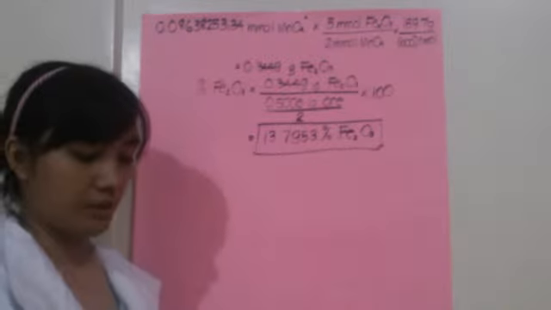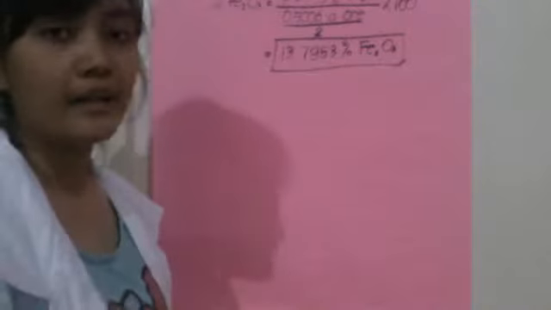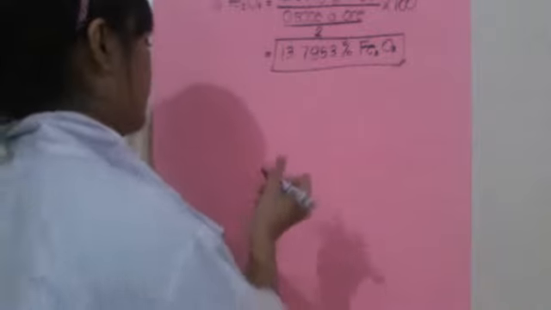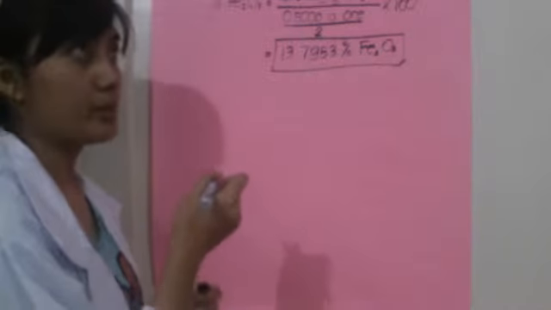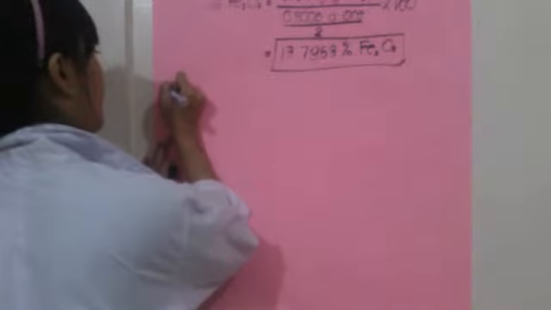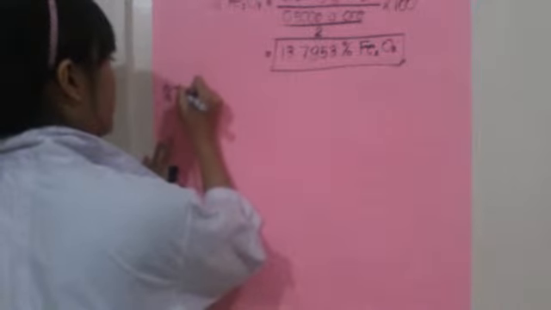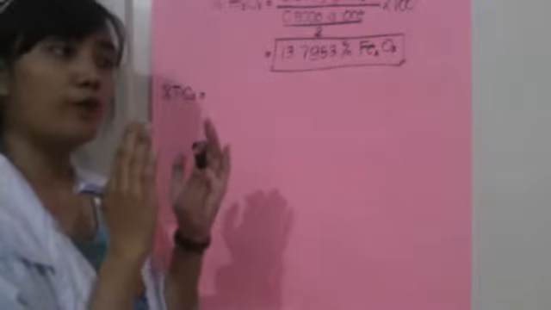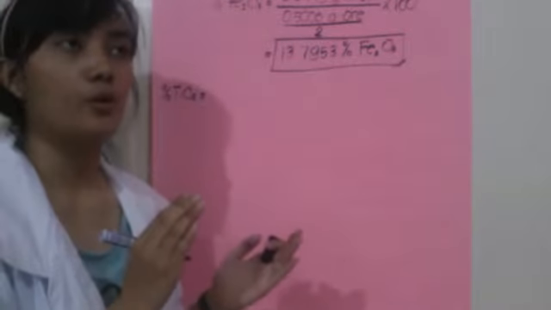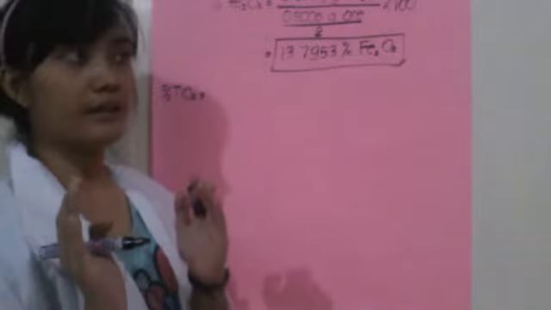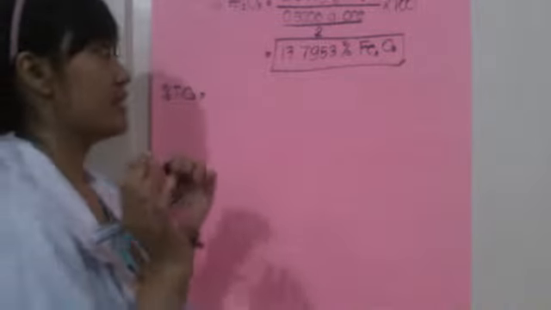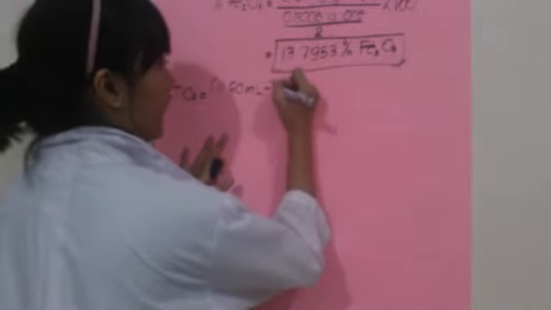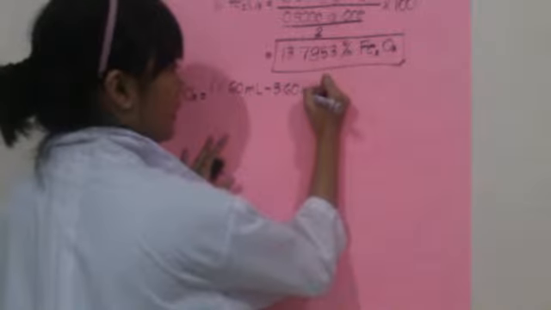Now we have the first compound, which is Fe. Next, we would like to get the percentage of TiO2. We can get the percentage using a simple formula, whereas the volume from the first portion would be subtracted by the second portion, which is 11.60 ml minus 3.60 ml.